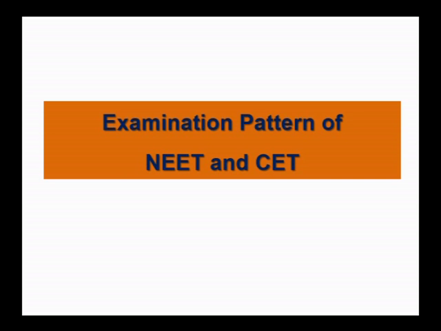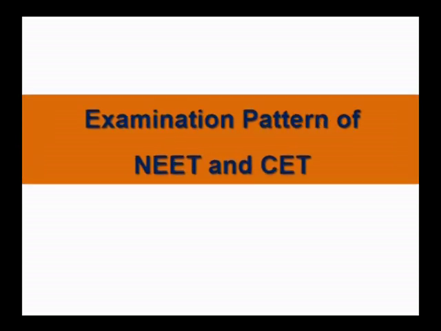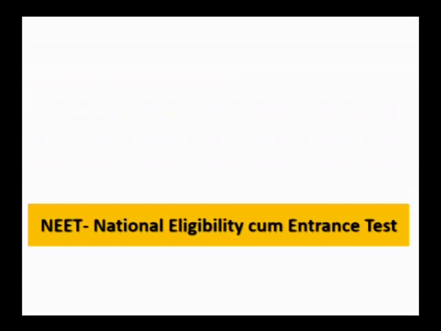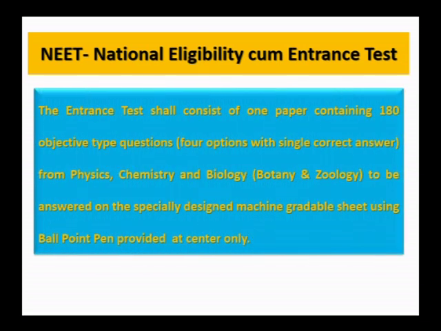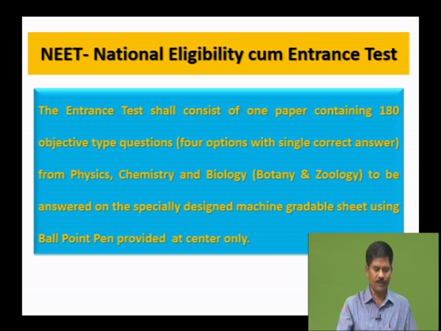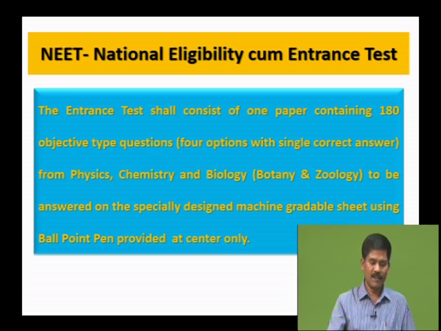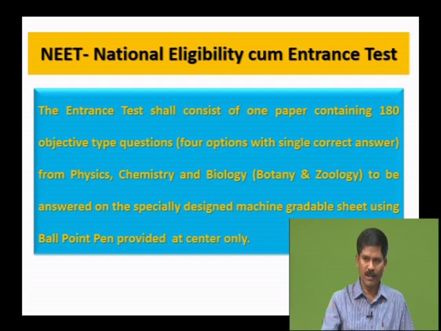Dear students, let's have a quick glance at the nature of our pattern of NEET and CET examination. NEET, National Eligibility cum Entrance Test. The entrance test shall consist of one paper containing 180 objective type questions in different languages, having 4 options with single correct answer, from physics, chemistry and biology. Biology includes both botany and zoology, to be answered on the specially designed machine gradable sheet using ballpoint provided at the center only.